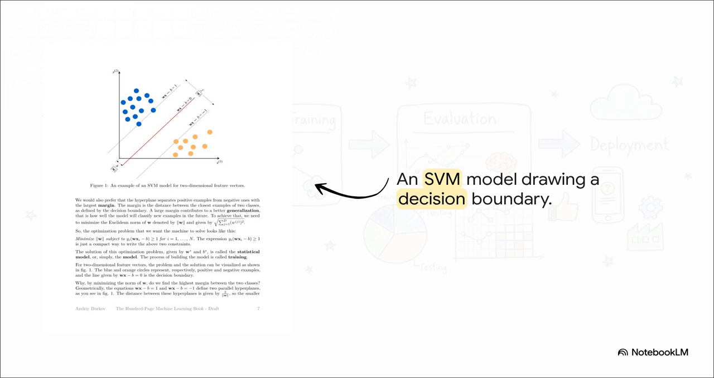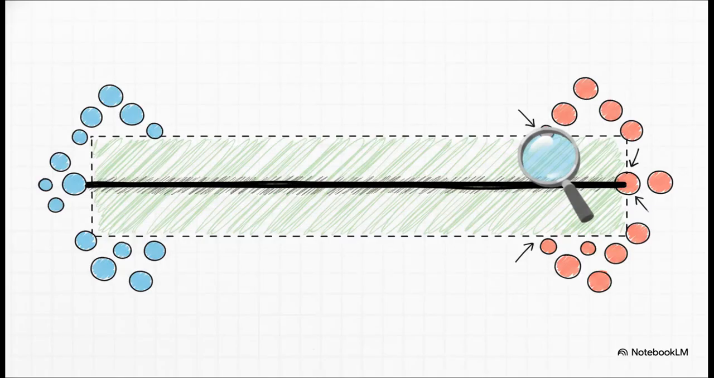The algorithm looks at the positive spam and negative non-spam examples and basically tries to draw a line, a hyperplane, or what we formally call a decision boundary. Its whole goal is to perfectly separate the positive spam examples from the negative ones. But it doesn't just sketch any random line. The specific constraint the machine is trying to optimize is maximizing the margin.